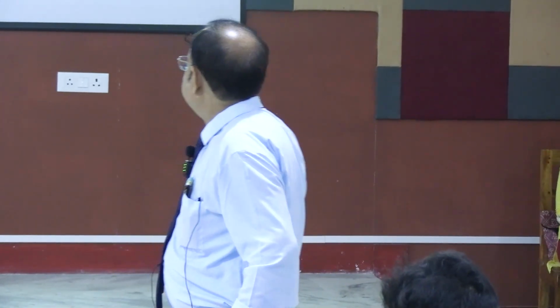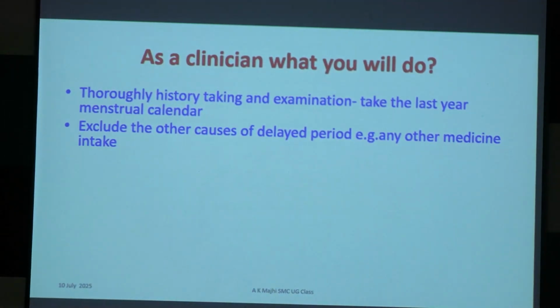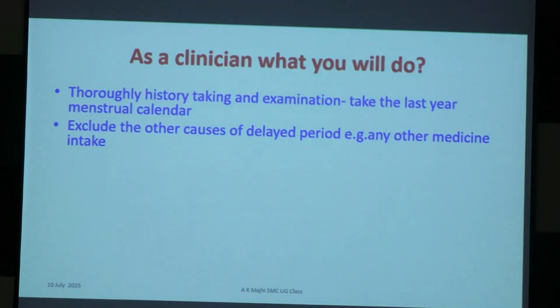I have started with polycystic ovarian syndrome, the commonest cause of oligomenorrhea. The next cause is the ovarian cause, and the next is the hypothalamic cause. Other uncommon causes I will also describe. Thorough history taking and examination is very important, and I will go through how you take the history. Exclude other causes of delayed puberty. Ask about any other medicine intake. Some medicines like the oral pill and the phenothiazine group of drugs may cause hyperprolactinemia and amenorrhea. There are some other drugs, and I will mention what they are. Particularly, she is taking some anti-epileptic drug.